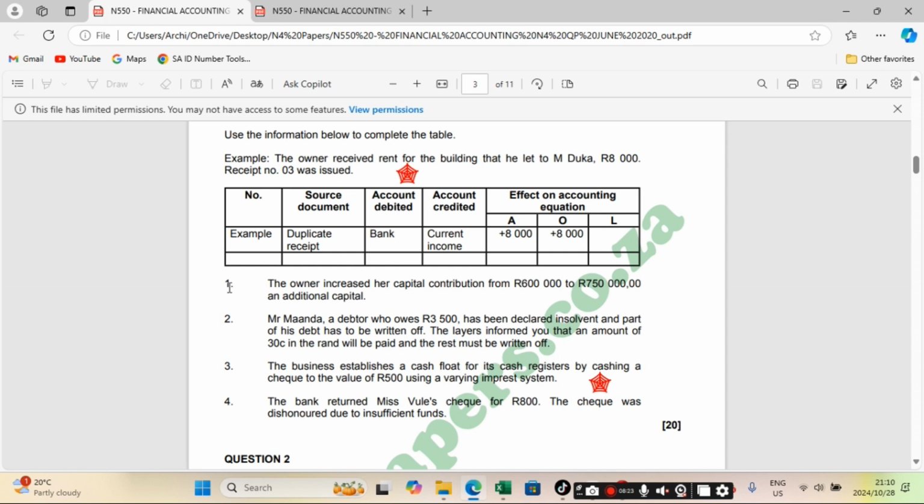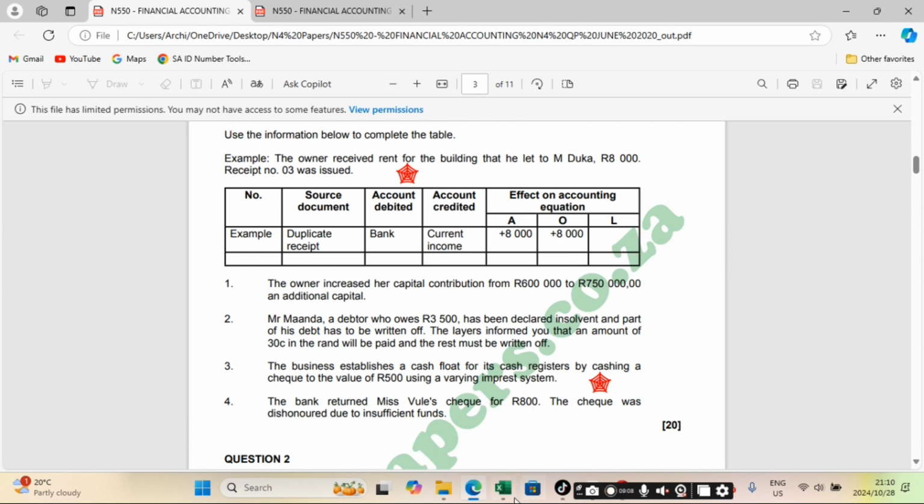Okay, so now transaction number 1. They're saying the owner increased her capital contribution from 600,000 to 750,000 as additional capital. So what happened? We have capital of 600,000, and then the owner decided, no, I need to raise this capital to 750,000. When you say 750,000 minus 600,000, you'll get what? 150,000. So the owner increased her capital by 150,000. We all get that part, I hope.